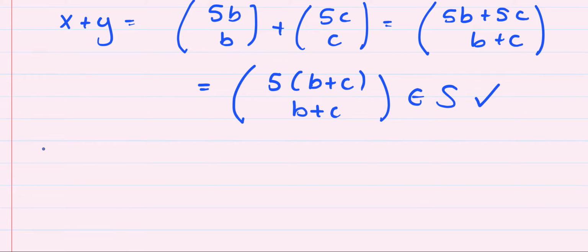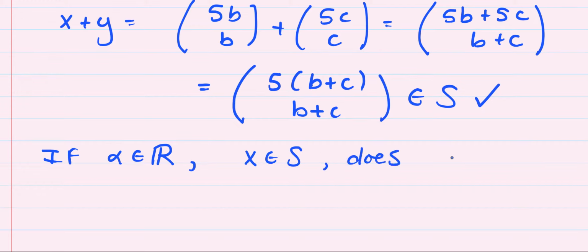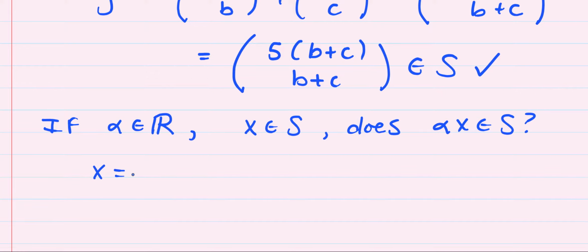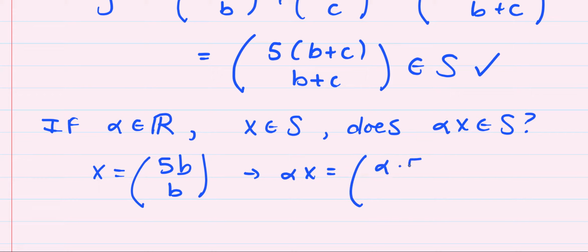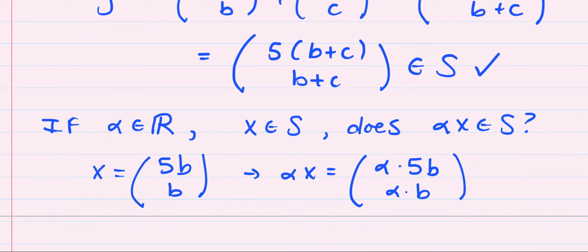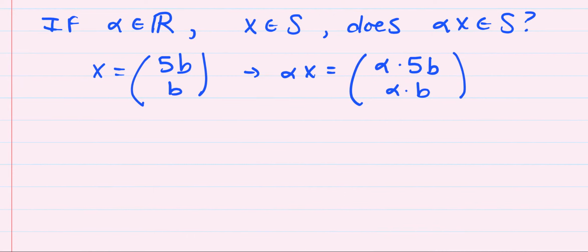The next thing we want to check is if alpha is a scalar, and since we don't specify the field of scalars, we assume it's the real numbers. If alpha is a real number and x belongs to S, does alpha times x belong to S? Well, let's see. If we let x be (5b, b), then alpha times x is (alpha times 5b, alpha times b). But look, we can write this, well, all of these are real numbers, and we know real numbers are commutative when it comes to multiplication.